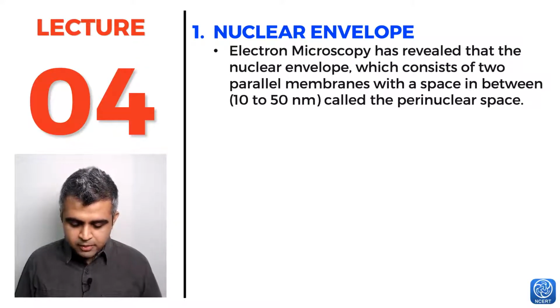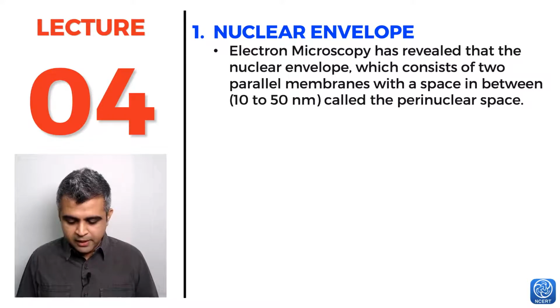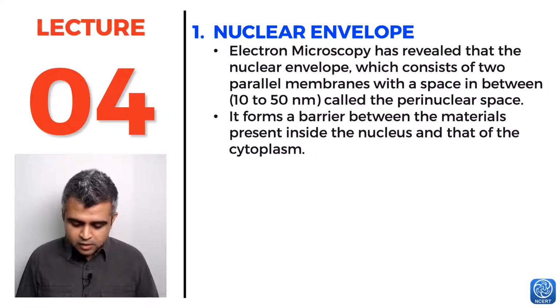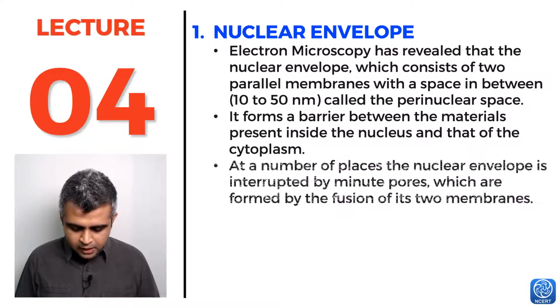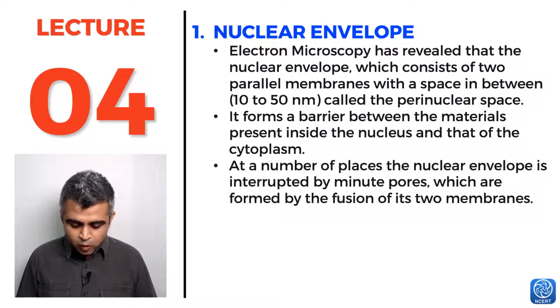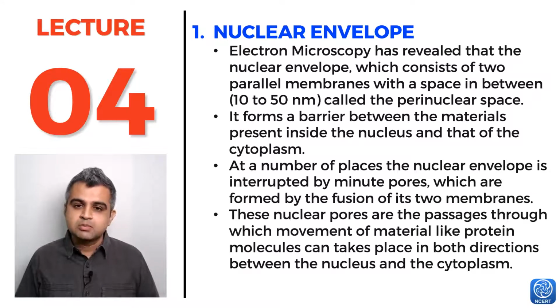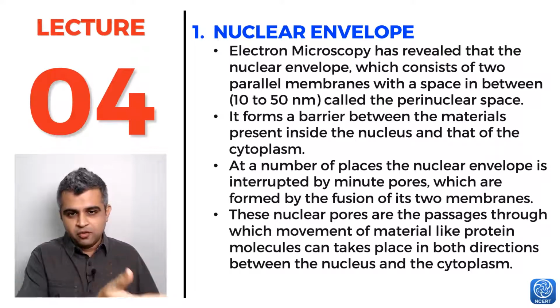As far as electron microscopy is concerned, it has revealed that the nuclear envelope consists of two parallel membranes with a space of about 10 to 50 nanometers in between, called as the perinuclear space. It forms a barrier between the materials present inside the nucleus and that of the cytoplasm. At a number of places, the nuclear envelope is interrupted by minute pores which are formed by the fusion of its two membranes. And these nuclear pores are the passages through which material can go from inside to outside and from outside to inside.